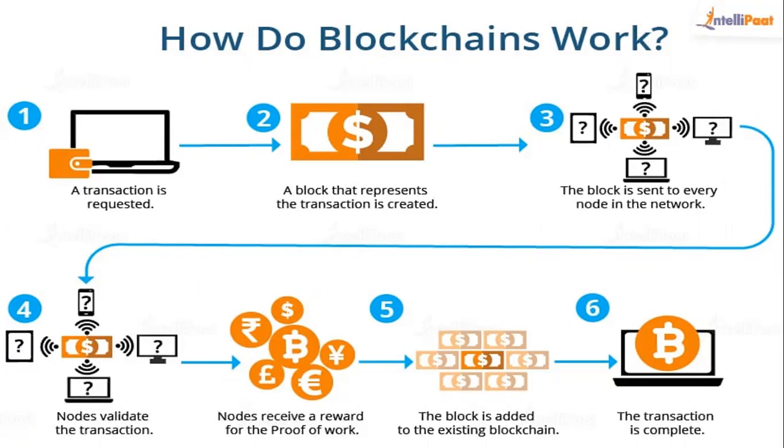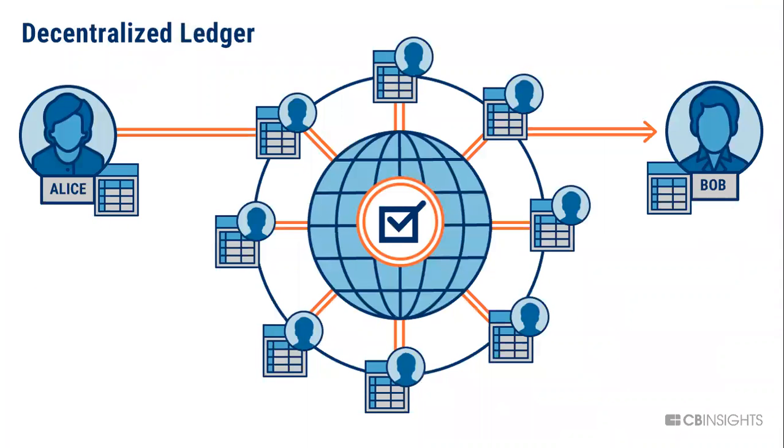So a transaction is first requested, then a block that represents that transaction is created, then that block has to be sent to each and every block of the blockchain. Then the nodes are validated and the transaction takes place. Finally, the nodes will receive a receipt or a reward as proof that the transaction is successful, and the block will be added to each and every block of that blockchain. And finally, the transaction is completed.